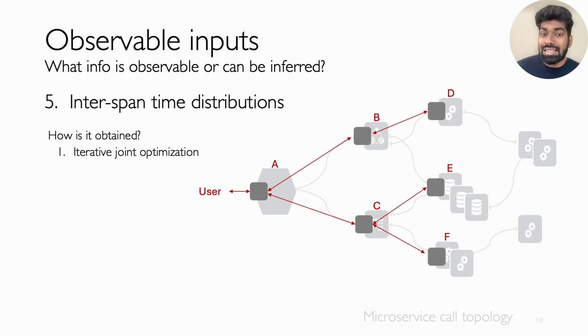Finally, we also construct interspan time distributions, which is basically our estimate of the processing time between receiving a parent request and sending out its associated child request. For example, what is the expected time gap between a request arriving at service A from a user and sending out a child request to service B? This is useful because if we have many child requests or spans which satisfy the constraints, which we call our candidates, we need a way to rank these candidates in terms of likelihood, which is where these probability distributions are useful. We obtain these through an iterative joint optimization process, which is explained next.